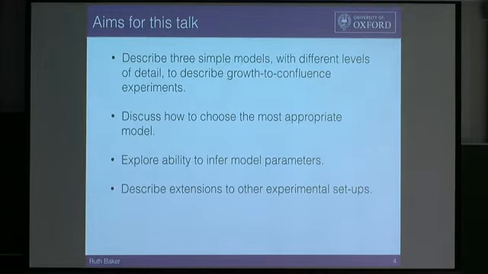Okay, so the aim for the talk, I'm going to try to fairly quickly outline three simple models that have different levels of detail that can describe growth to confluence experiments. I'm only going to spend a very short amount of time discussing how to choose the most appropriate model, because they've got different levels of complexity, and probably we'd like to use the least complex one. That becomes especially true if we want to think about our ability to infer the parameters of the model. And if I have time, I'll think about extensions to other experimental setups, but might not get that far.